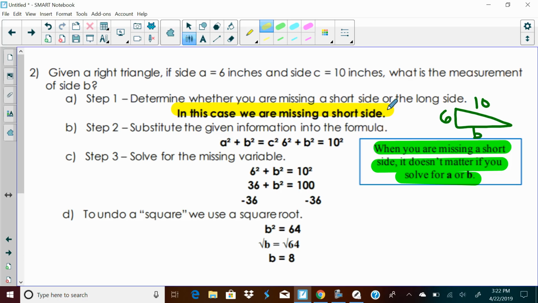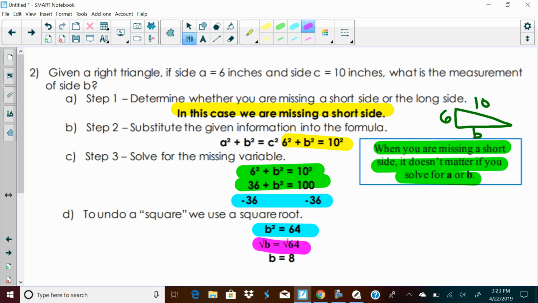So we are missing a short side. Then we're going to substitute it in. So here's our substitution. We did 6 squared plus b squared equals 10 squared. So I wrote that down. Now I simplify. 6 squared is 36. 10 squared is 100. I subtract 36 from both sides. That gives me b squared equals 64. I take the square root because I'm undoing a square, and I get b equals 8.